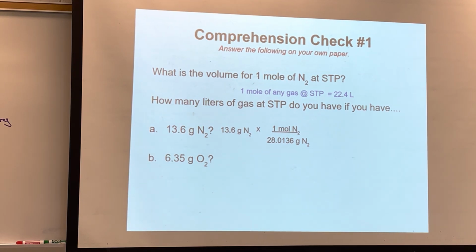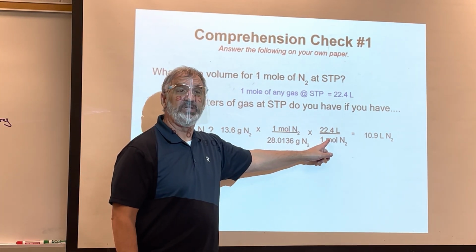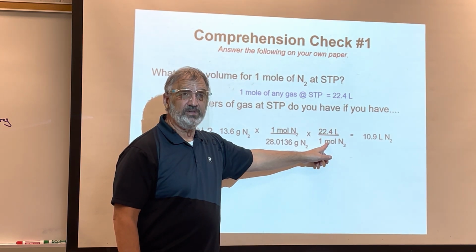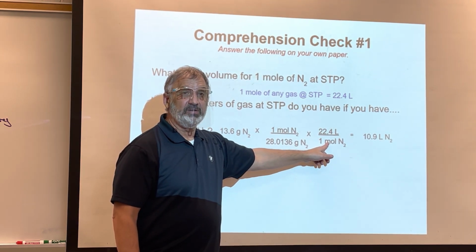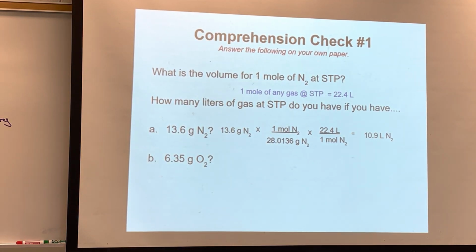Okay? I'm not sure how far out they're carrying everything. That's pretty far out. Okay? Times 22.4. Okay? So you just multiply all that out and you end up getting 10.9 liters. So the key is that the 22.4 is now going to be a conversion factor between gas volume and moles. Okay? All chemistry is really conversion factors.